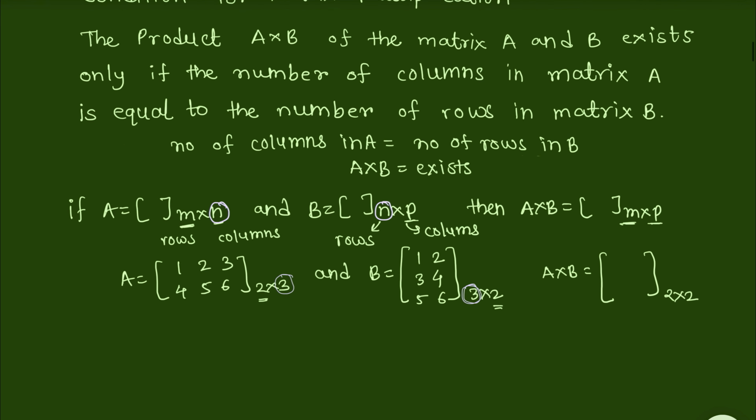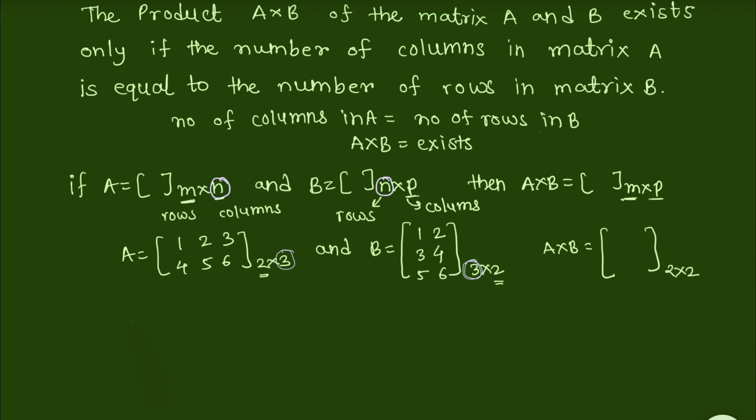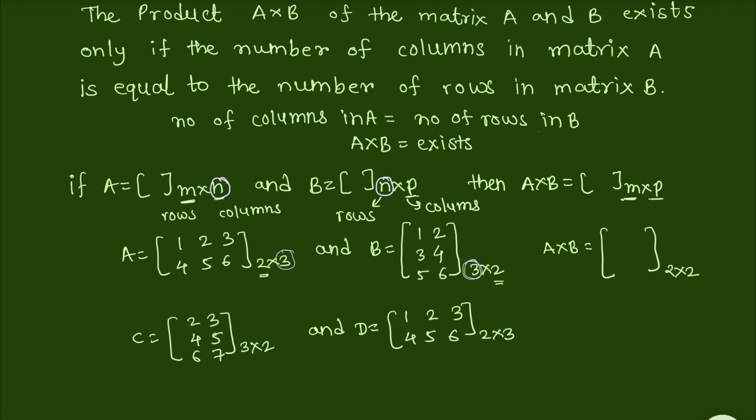If I take another example, let C be 2, 3, 4, 5, 6, 7 with the order 3 cross 2 and D be 1, 2, 3, 4, 5, 6 with the order 2 cross 3, where the number of columns in C is equal to the number of rows in D. That means the C cross D matrix exists and has the order 3 cross 3.